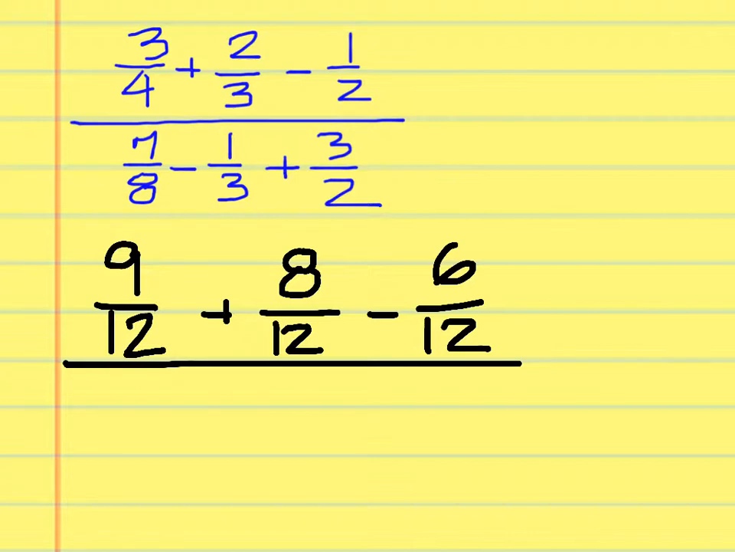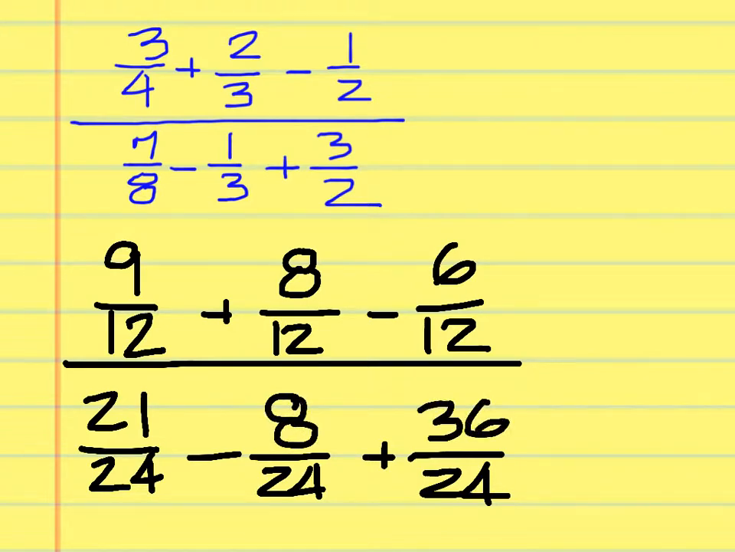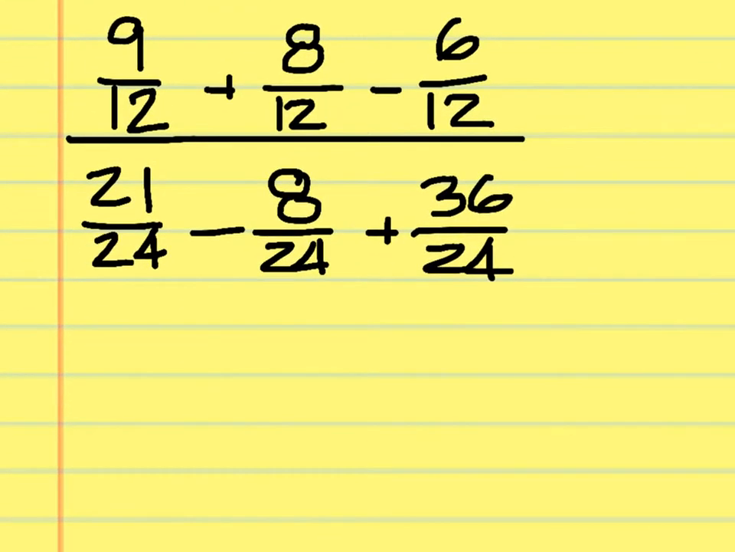On the bottom, 8, 3, and 2. 8, 3, and 2 will all go into 24. So let's put 24 as the denominator for each one and adjust the numerator accordingly. That would be a 21, that's an 8, and this is a 36. So you can dwindle it down to just one fraction over another fraction.